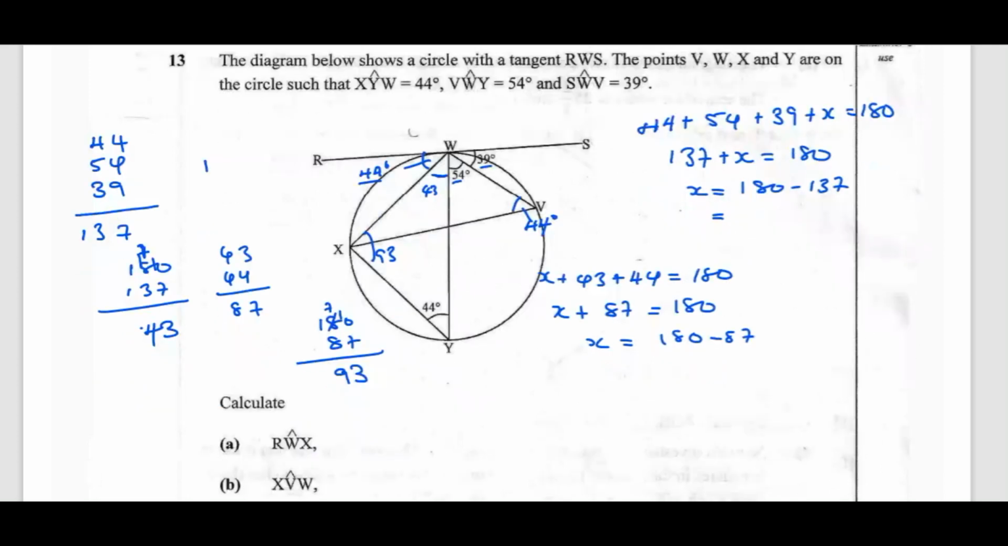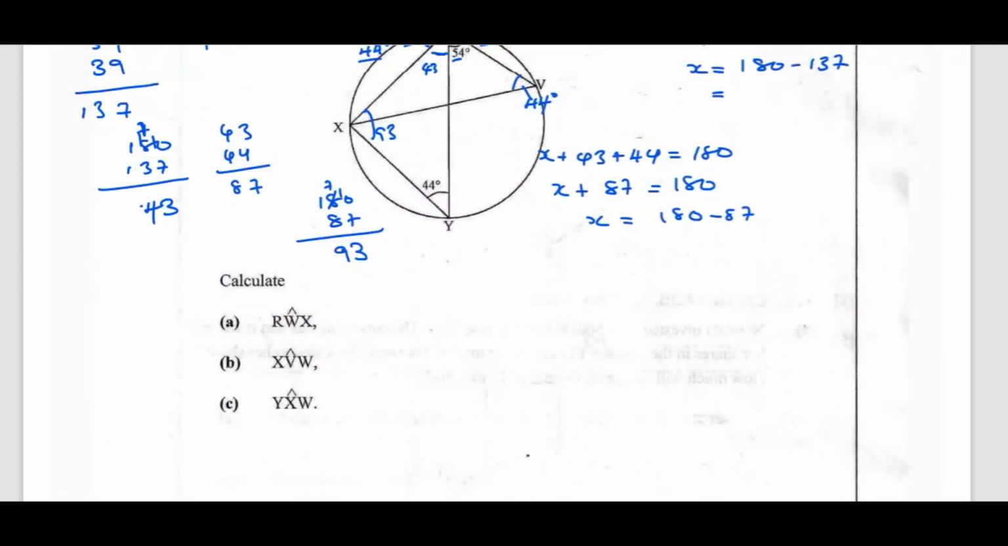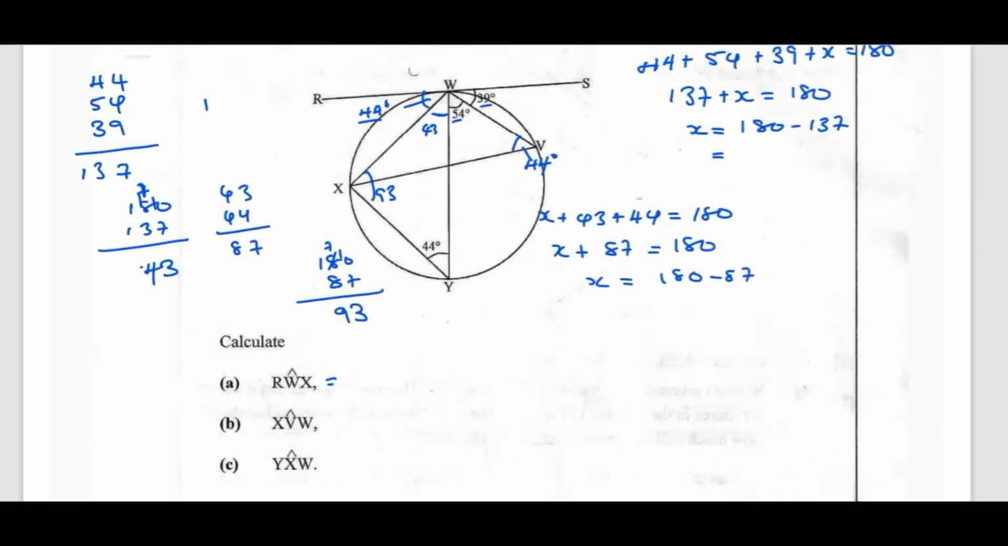So let us go to the question. RWX. So where is RWX? RWX, that is 44 degrees, and then XWY. XVW, that is 44 degrees, and then we have YXW.